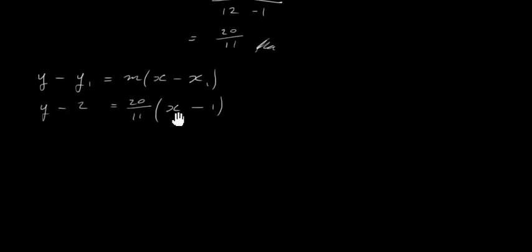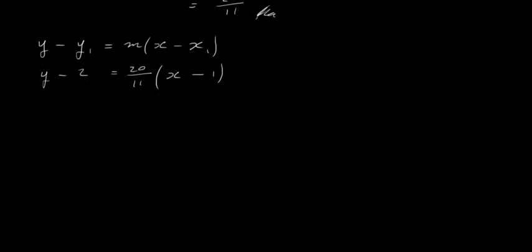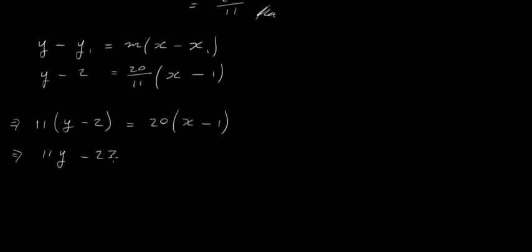So let's tidy all this up. Okay, so I'm going to multiply across by 11 to get rid of this fraction here. So 11 times y minus 2 is equal to 20 times x minus 1. That will give me 11y minus 22 is equal to 20x minus 20.